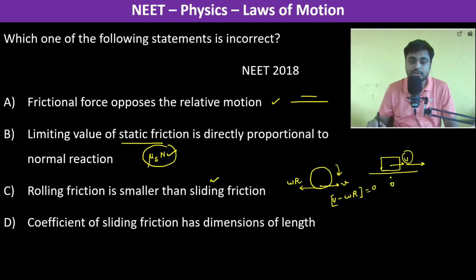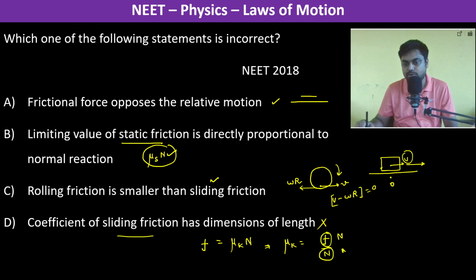Coefficient of sliding friction has dimensions of length. That's wrong, because the frictional force is equal to mu k N. It's kinetic friction. So mu k is equal to frictional force divided by the normal force. Now this is in Newton and this is also in Newton, so they cancel.